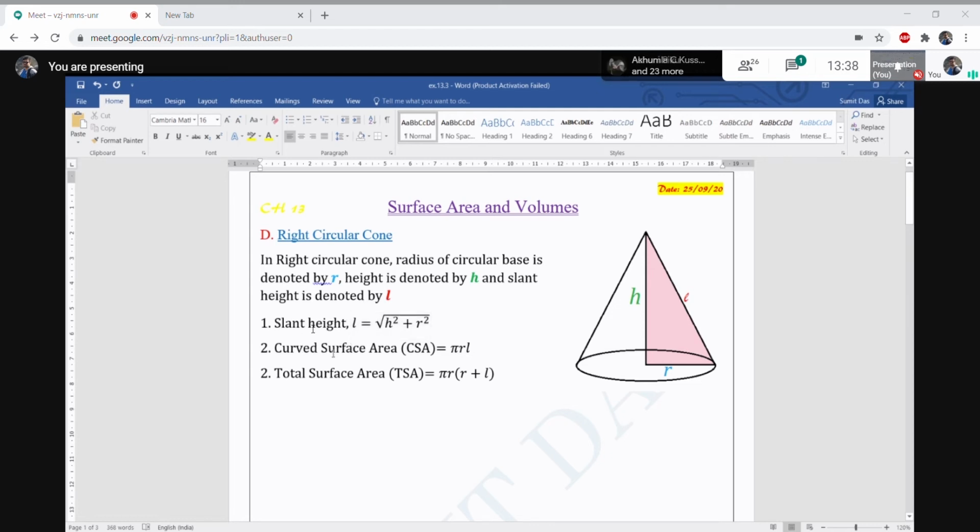Curved surface area, that is CSA. Curved surface area means in this cone the outer surface area besides the base. That formula is pi r l. What is l? The slant height, and r is the radius. And what is the total surface area? Pi r l plus pi r square, since the base is circular in a right circular cone. So this is pi r into r plus l, taking pi r common from pi r l plus pi r square. These three formulas we will mainly use in this exercise.